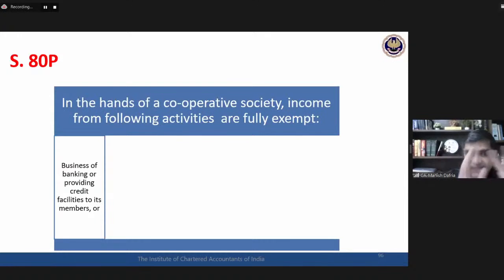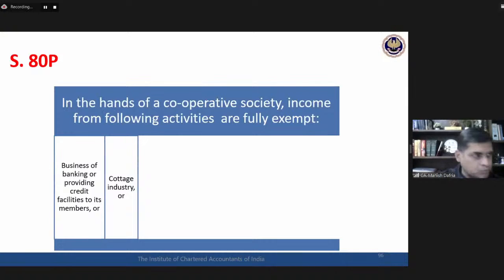What needs to be kept in mind, right from the start, is that the exemption is not to the assessee. The exemption is to the particular activity. The same assessee may derive income from this activity and also from other activities. Income from this particular activity will be fully exempt, while income from other activities is not exempt. So the exact activity which is exempt is providing credit facilities to its members. Income from that particular activity is fully exempt. That is the first one.